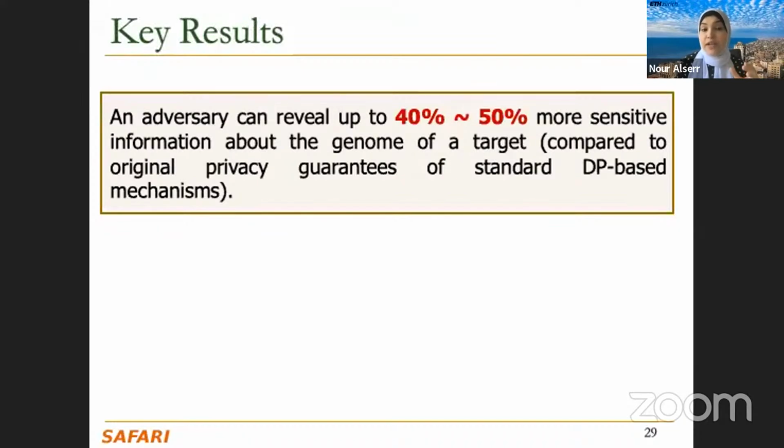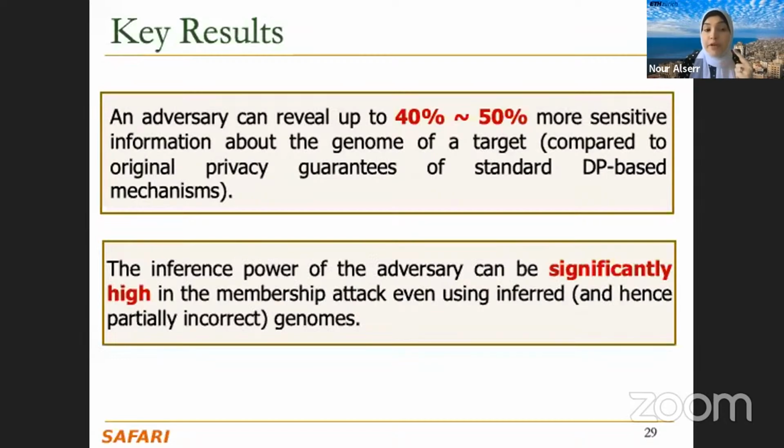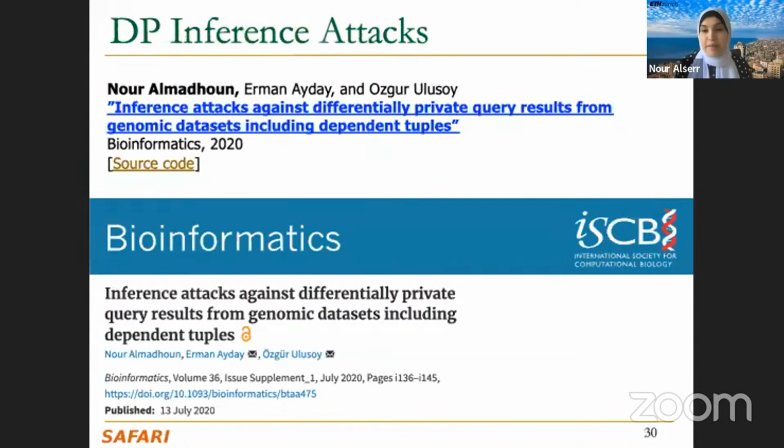What are the key results we have? The adversary can reveal up to 40 to 50% more sensitive information in the attribute inference attacks. And he could also infer the membership of a target or a victim, and the inference power of the adversary can be high. After sending some queries, he can infer the membership of that victim. You can find more details about the two inference attacks in our paper. It was presented at ISMB and published in Bioinformatics, and it's open source as well. You can find all the algorithms and examples of what we did there.